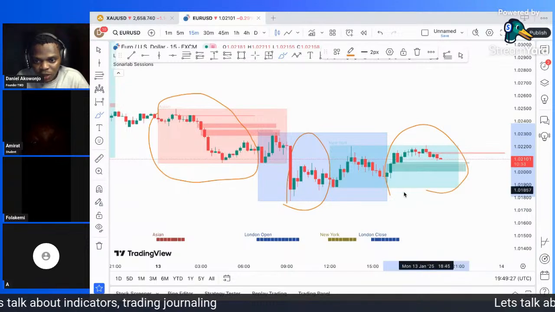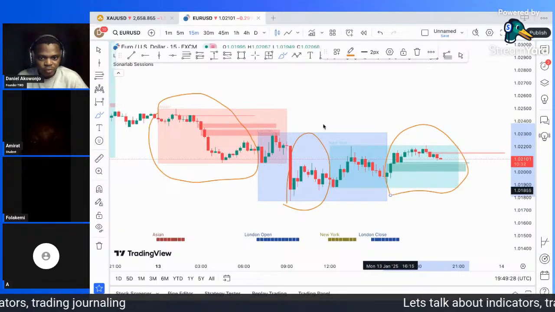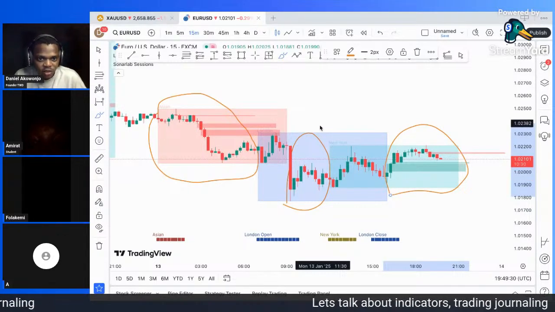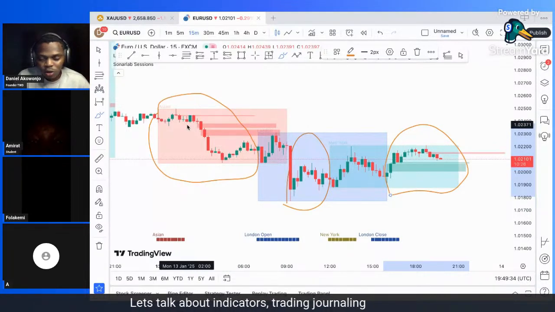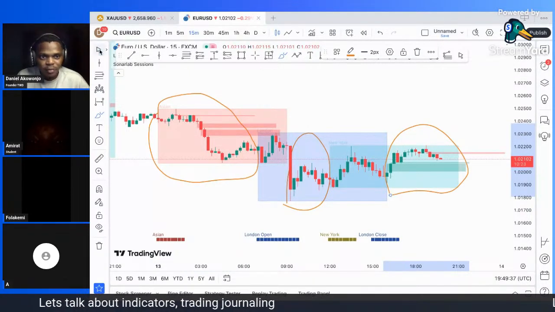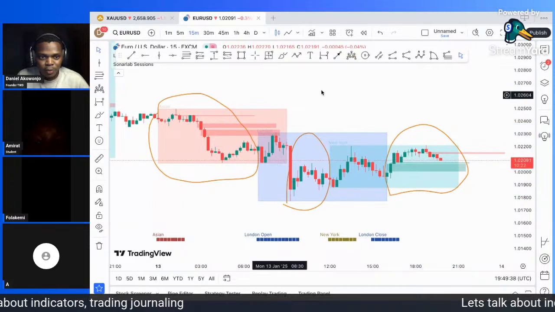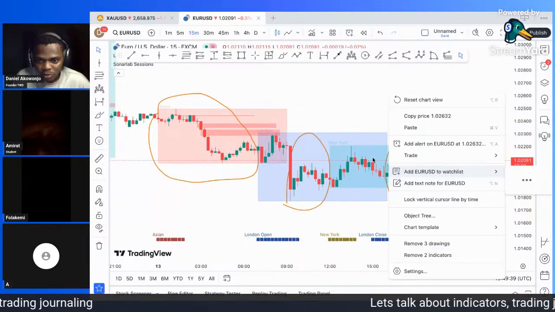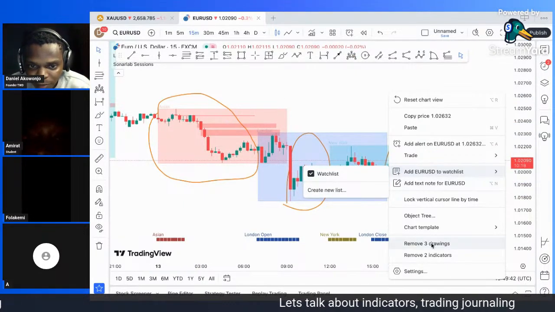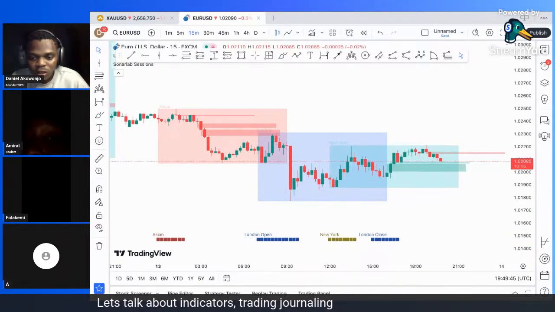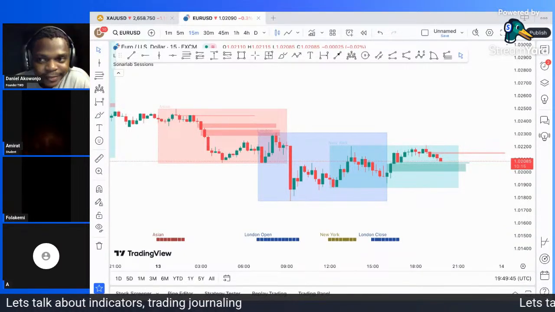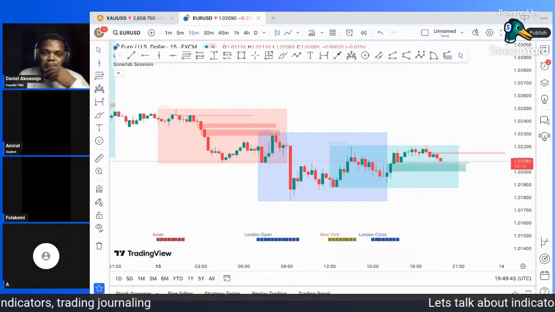So my question can be which of these sessions actually has more candlesticks, that has a longer time frame that is actually spent in it, and so on and so forth. Then you should be able to answer based off of what I just explained right now. I hope that makes sense. I hope everyone is hearing me. Does that make sense?